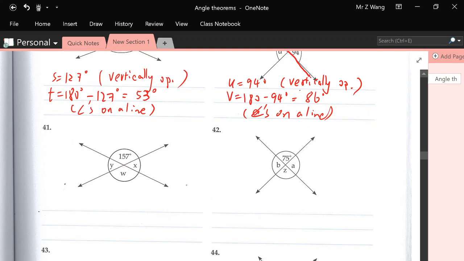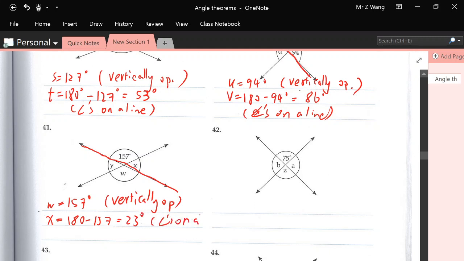And the rest of the questions are all the same, right? So again, here, two straight lines opposite, so W equals 157 degrees. Again, right, vertically opposite angles. Now, to figure out x and y, you just have to pick a straight line, right? So let's pick this straight line. You see 157 and x sharing the straight line, so x equals 180 minus 157 equals 23 degrees. And this is angles on a line, right? Now, after you figure out x, you can figure out y because they are vertically opposite, right? So x and y are vertically opposite.